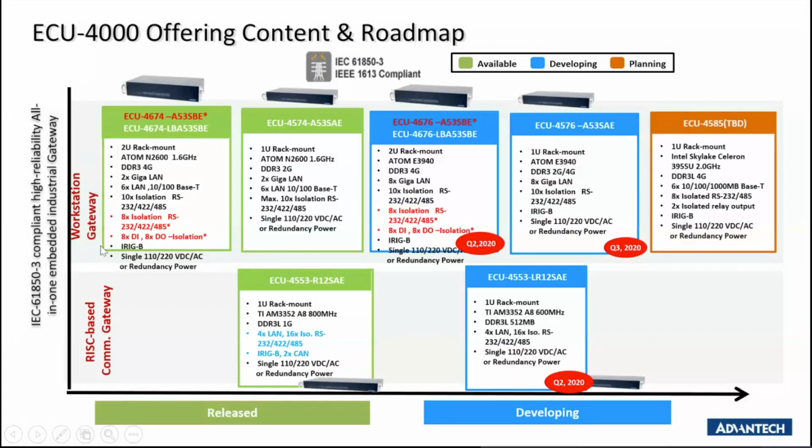Okay, for the workstation gateway, currently we have these two series ECU 4674 and the ECU 4574. But unfortunately, it's going to EOL by end of this year. The replacement will be the ECU 4676 and ECU 4576. Yeah, these two series are going to replace the current ECU series.